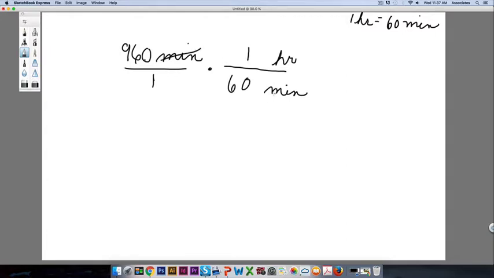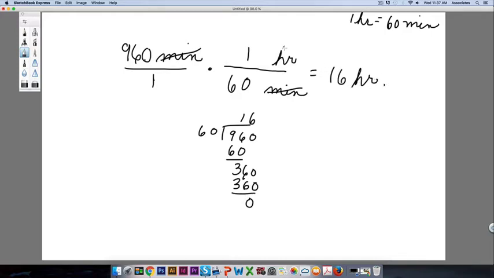First thing is minutes cancel with minutes. And I think 60 goes evenly into 960. Because I do know my times tables. 360, it goes in 6 times. No remainder, so it will be 16. And remember the label of hours. It's the only label left. So add this one to your note taker.